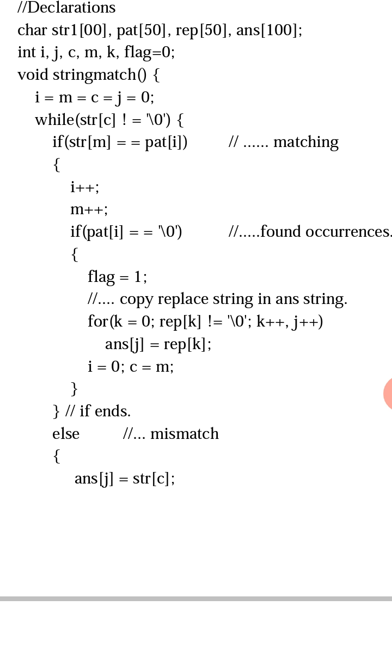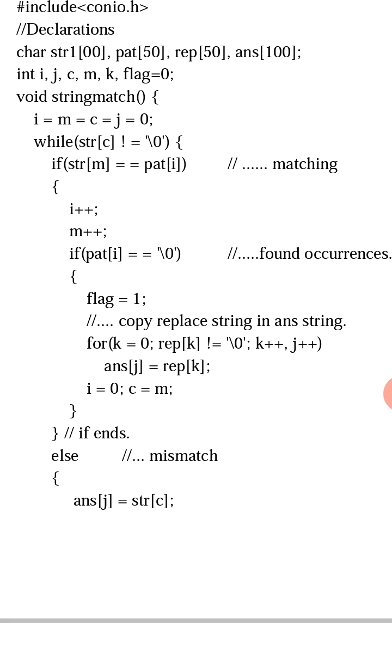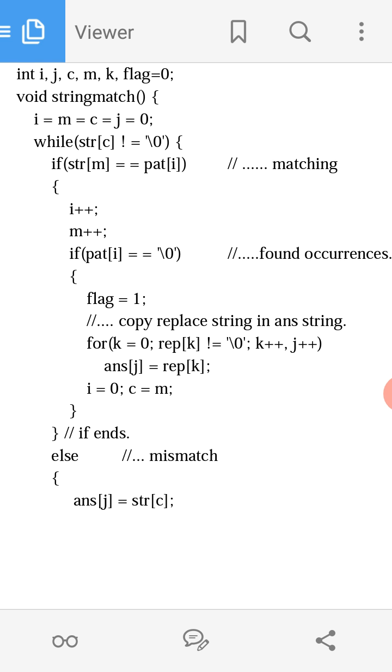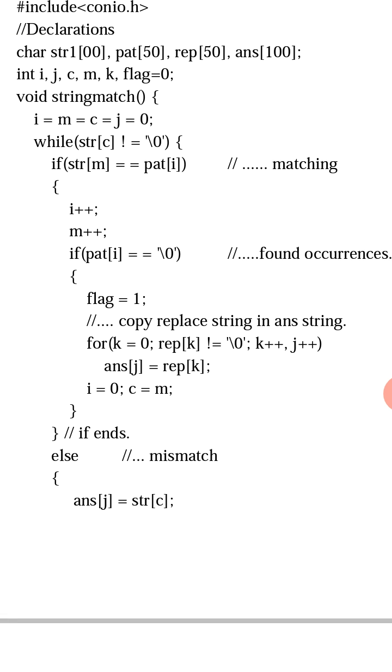Again here you are checking, suppose pattern of I has reached /0. No, it has not yet reached /0. After incrementing the value of I, now pattern of I is 1 and pattern of 1 has character M. So it is not 0, which means it will not execute the if block, and again it will come to while. Now both M and I are incremented.